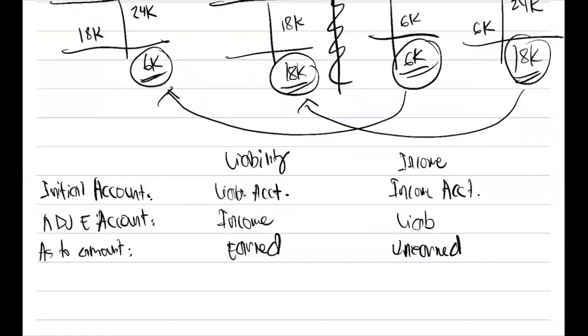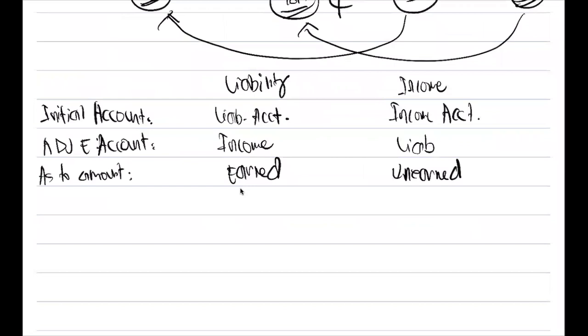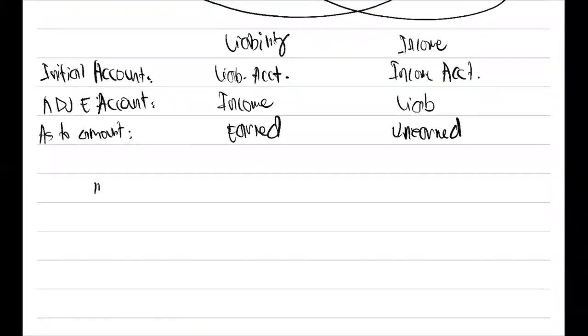Okay? So initially, if that is a liability, you record first a liability. On your adjusting entry, you record an income. At what amount? At the amount earned. If that is an income method, initially you record it as an income. On your adjusting entry, you record a liability. At what amount? The amount unearned. Okay. Now, after knowing the first or original entry and then the adjusting entry as to amount, then I can say that we are ready to answer problems with pre-collection. So problems with pre-collection. So some more examples. Example number 2.